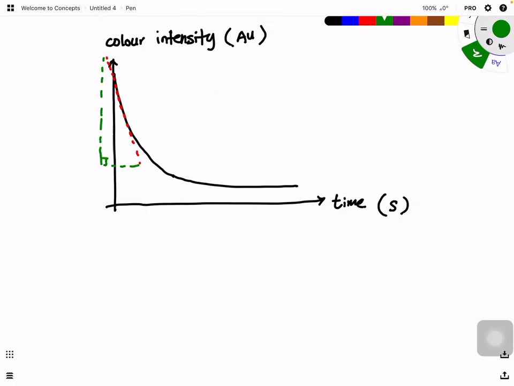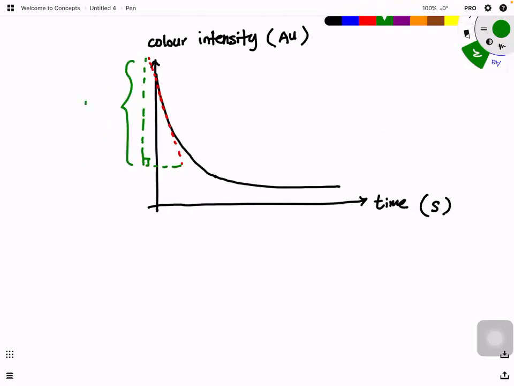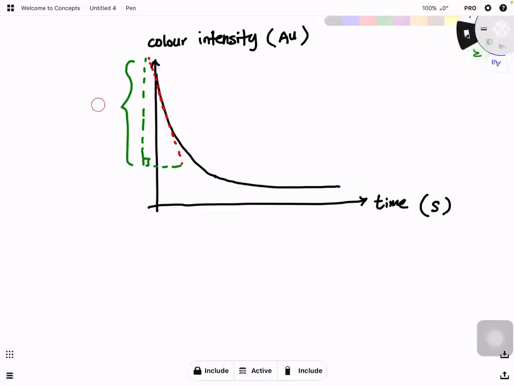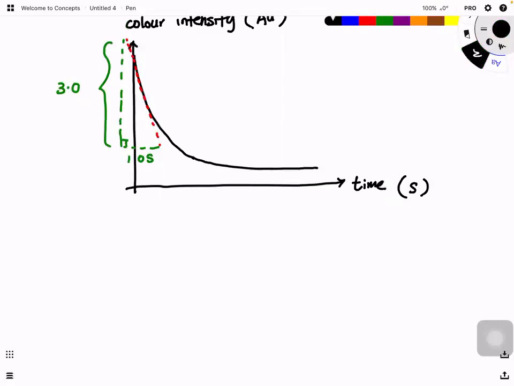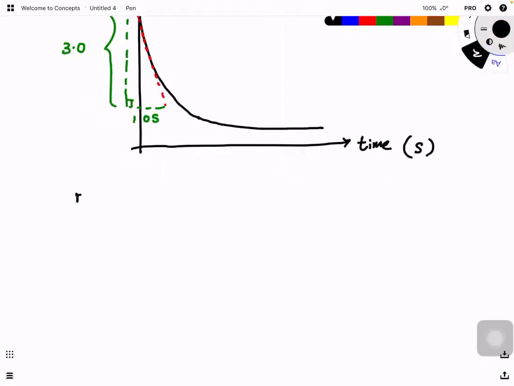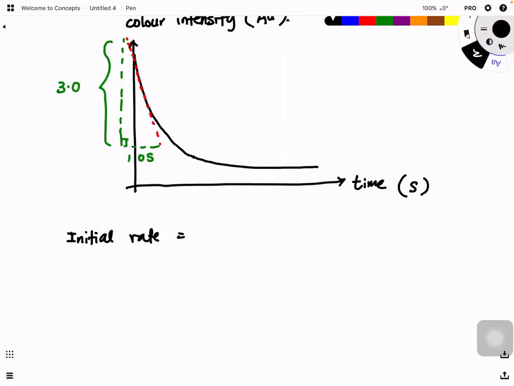But now you realize something. If I plot this, let's say this one gives me, 0.5 is too big, let's say this highest is 3.0 units, and here is, let's say, 10 seconds, for example. So what will happen here is, if you calculate the initial rate, you can see that actually it is dy over dt, right?